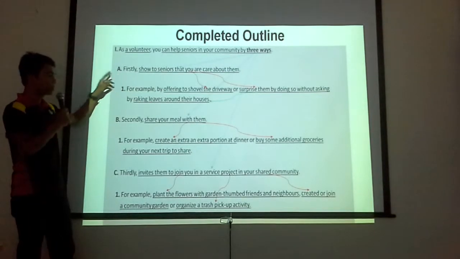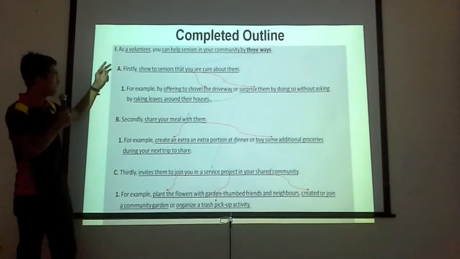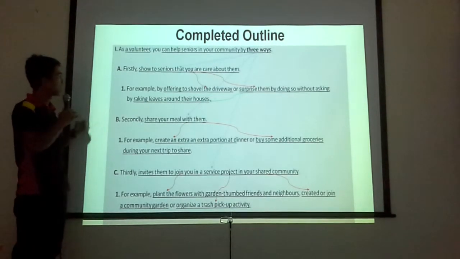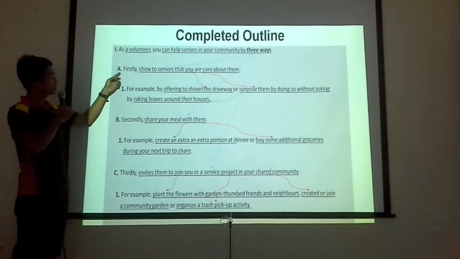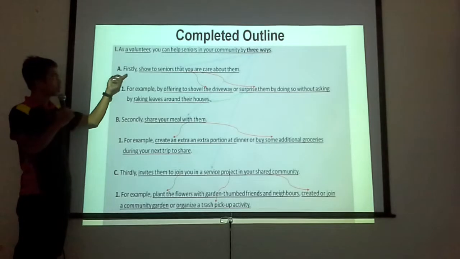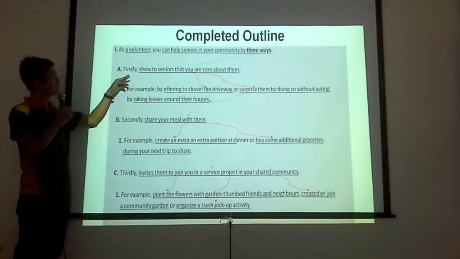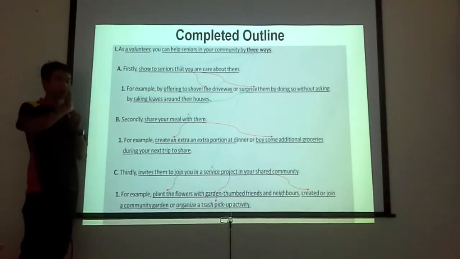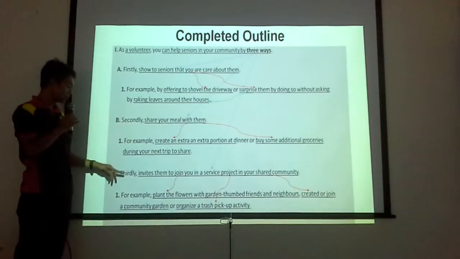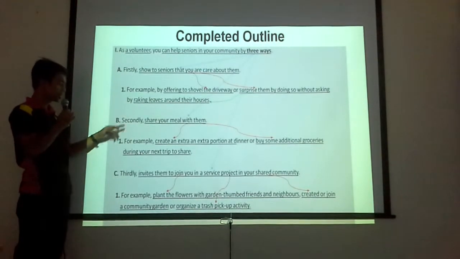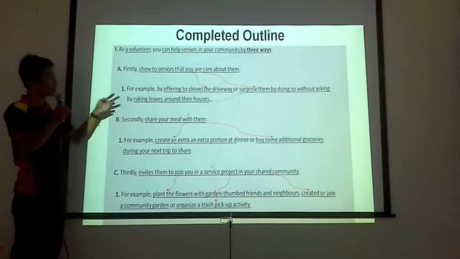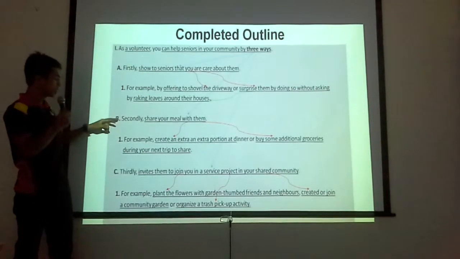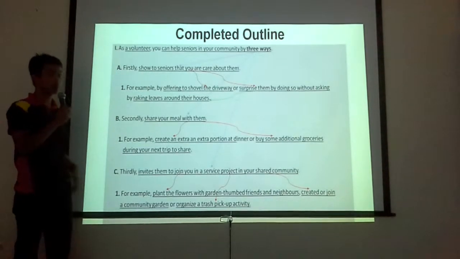Okay, the supporting points are represented by alphabet A, B, and C. Okay, let's see them one by one. Why can I say it is a supporting point? The words firstly, secondly, and thirdly. Those 3 ways prove the supporting points. Firstly, secondly, thirdly are the supporting points.